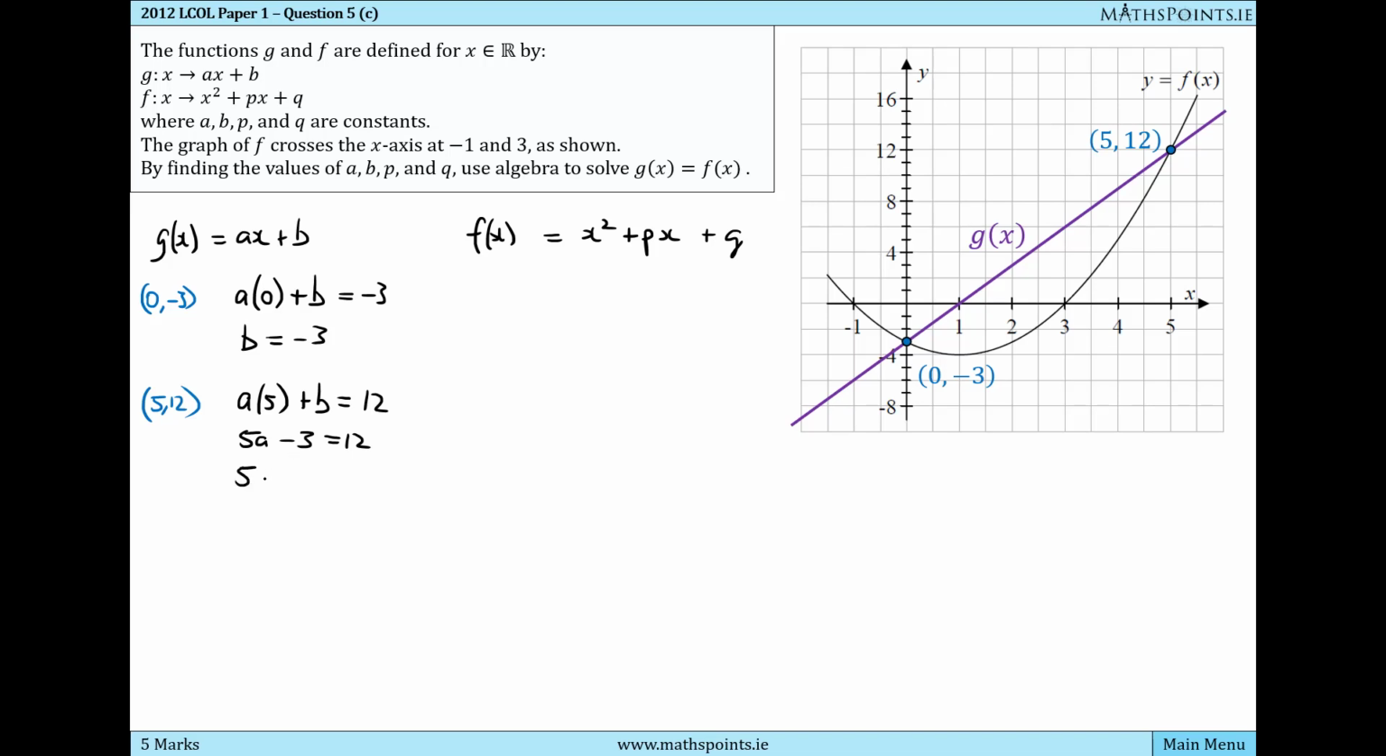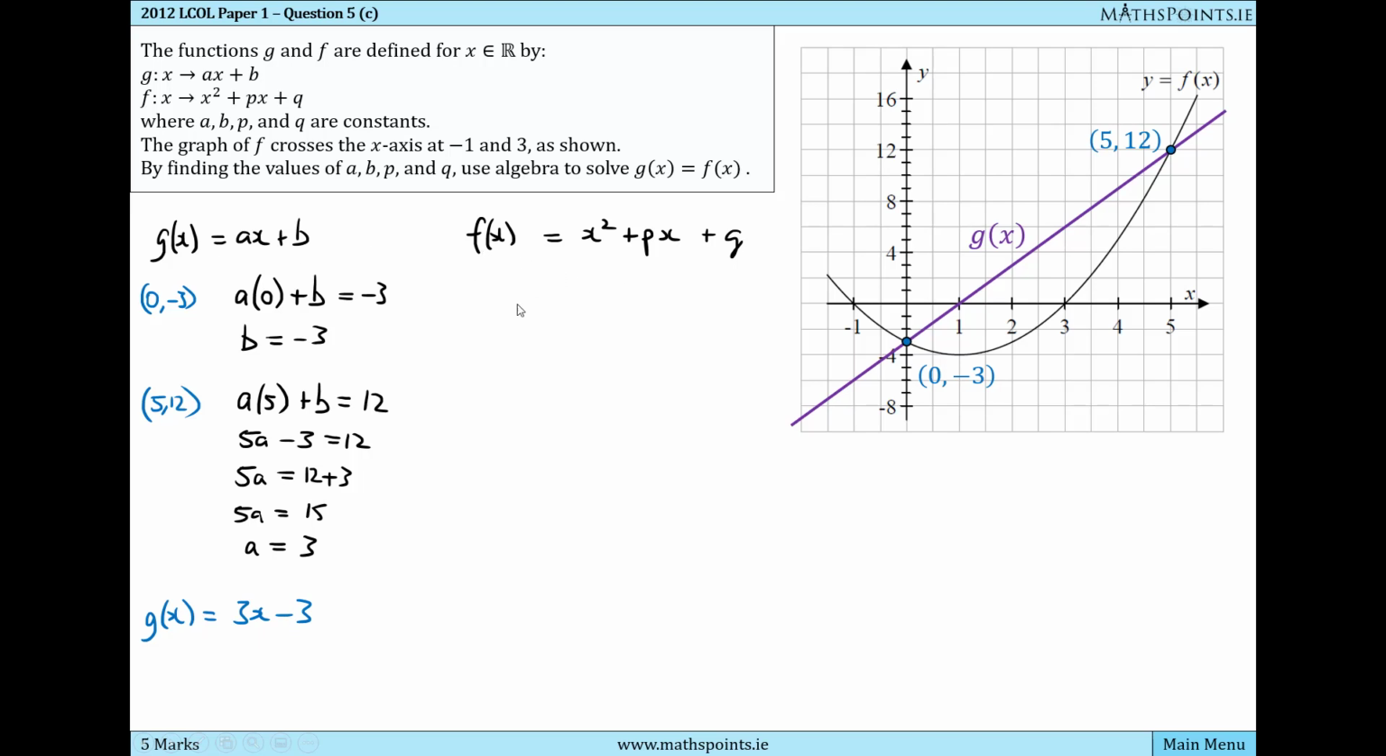So by adding 3 to both sides, we have that 5a is equal to 12 plus 3. So 5a is equal to 15. If we divide both sides by 5, we have a is equal to 3. And so the function can be rewritten as g of x is equal to 3x minus 3.